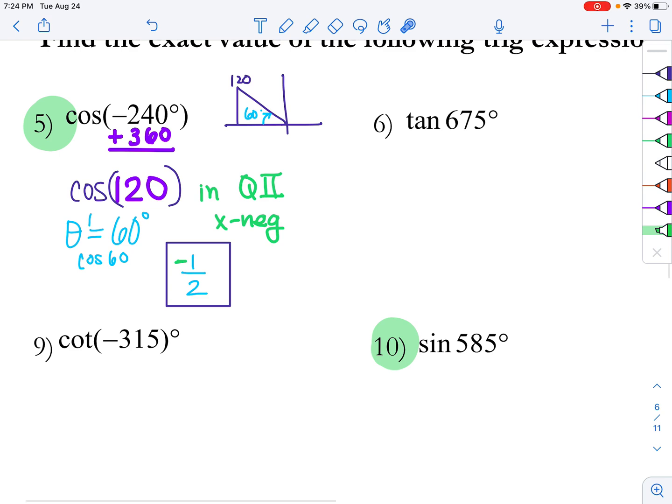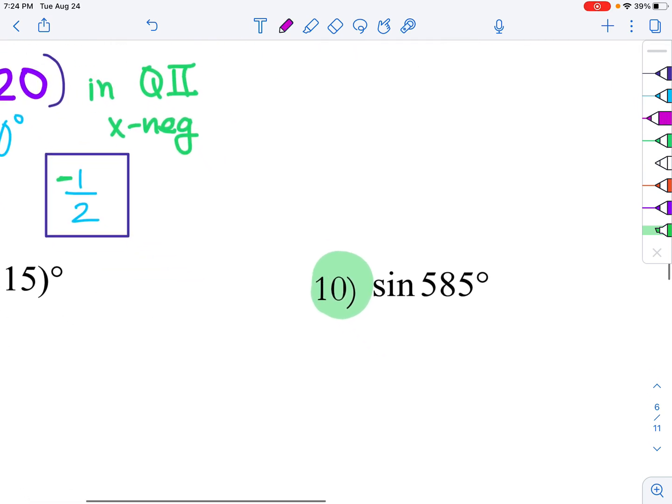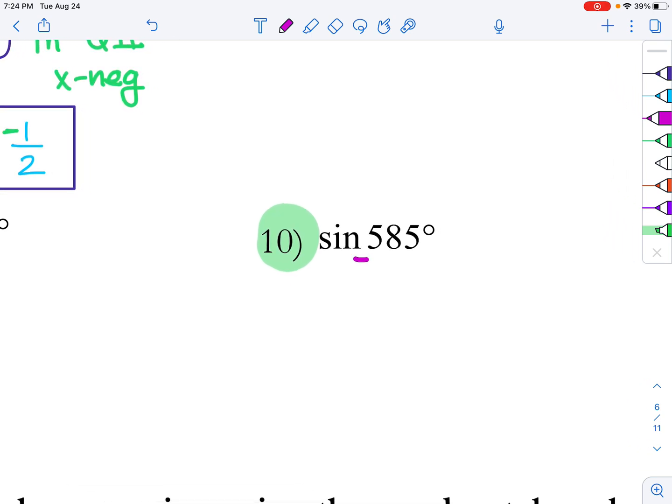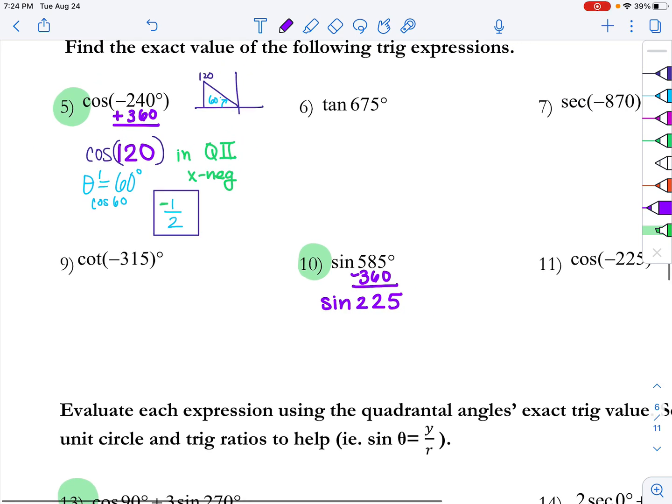So for number 10, I'll start you off. This is really big, right? 585 is more than one rotation around the unit circle. So the first thing we're going to do is get a coterminal angle and then use that to evaluate the sine of 225. Okay, so I'll let you finish that up.